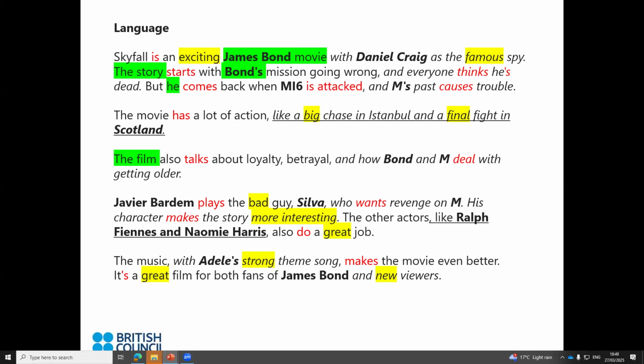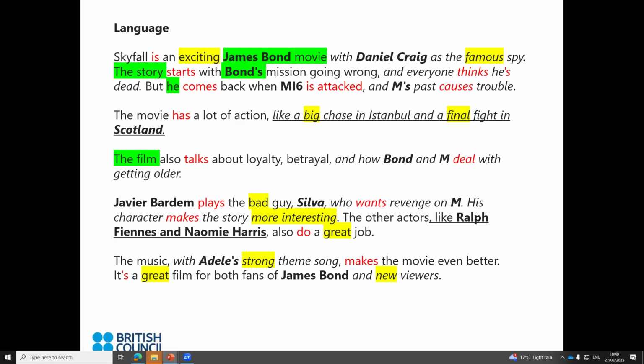You can see that there are some words highlighted in bold. Well, one of the key things about a review is that we talk about people, we talk about places. So the use of names, James Bond, Daniel Craig, MI6, Scotland, very important in a review because it gives it context, it gives it fact, it gives it meat. You'll see that some sections are also underlined, like a big chase in Istanbul, like Ralph Fiennes and Naomi Harris. The language of example. But it's not for example, because for example is far too familiar. It's the familiar language of example, like.